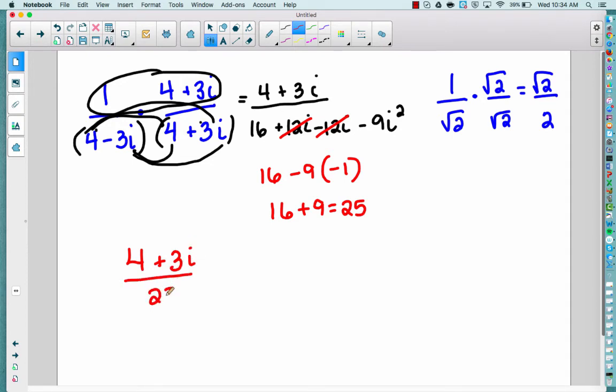And so our answer is 4 plus 3i all over 25. Now, to put that in a plus bi form, we want the real part separate and the imaginary part separate. So we'd split it up: 4 over 25 plus 3i over 25. So it's in a plus bi form.